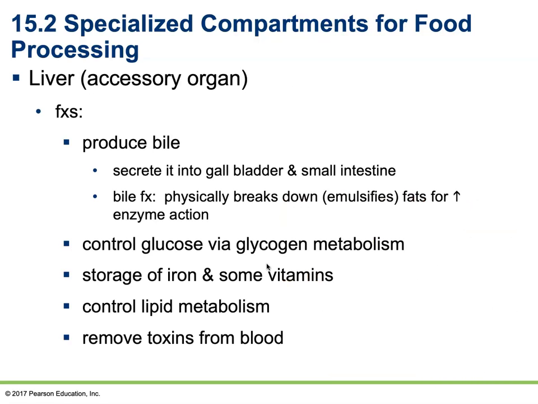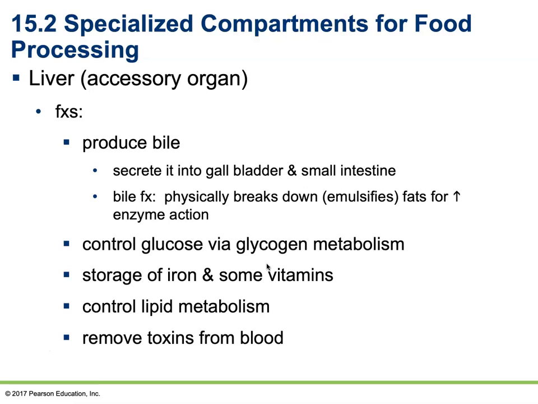There are some homeostatic imbalances that can be found with the liver. Cirrhosis is a homeostatic imbalance of the liver. This is where we see an accumulation of fat and then scar tissue in the liver. This is usually caused by excessive use of alcohol.